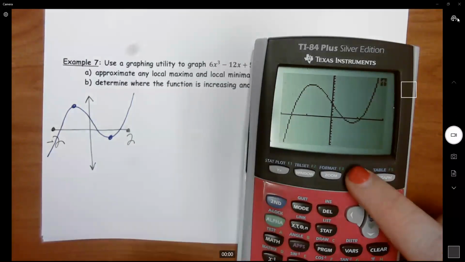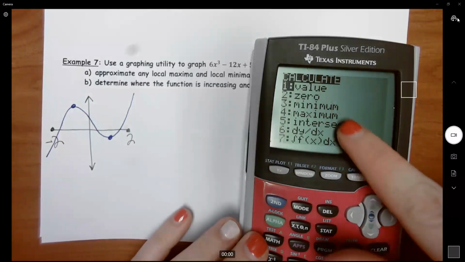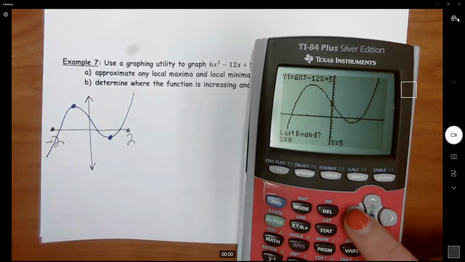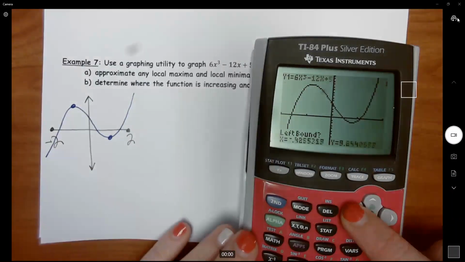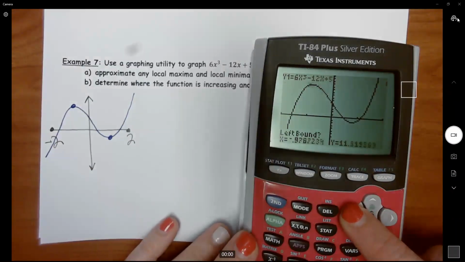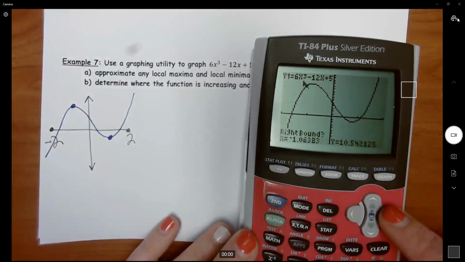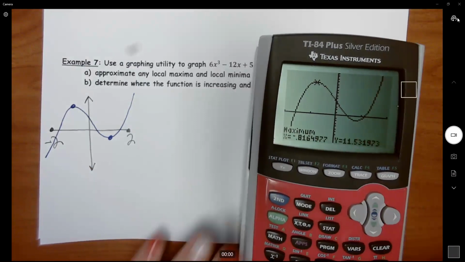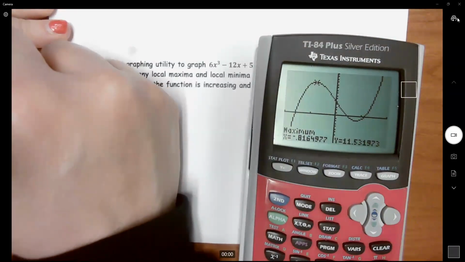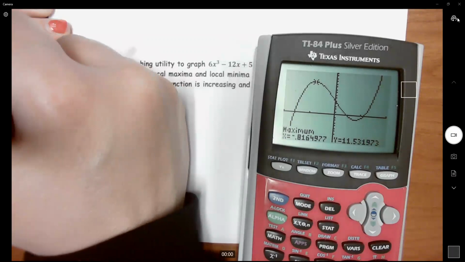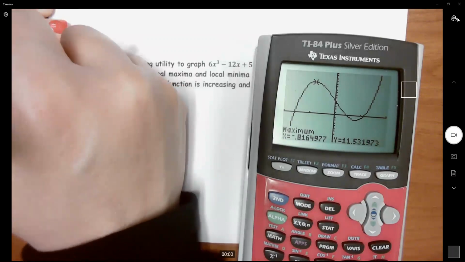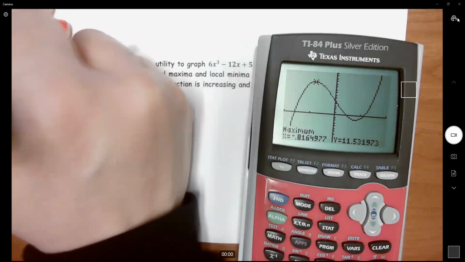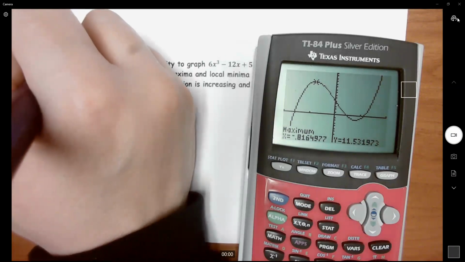So I'm going to go second calc and I'm going to hit 4 for maximum. And for the left bound, I'm going to go clearly to the left. For the right bound, I'm going to go clearly to the right. I'm going to hit enter at guess. And there's my guess. I'm going to go 2 decimal places. So this is about -0.82, comma 11.53.